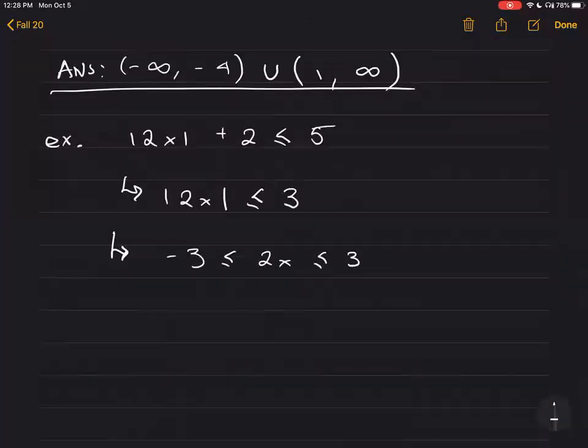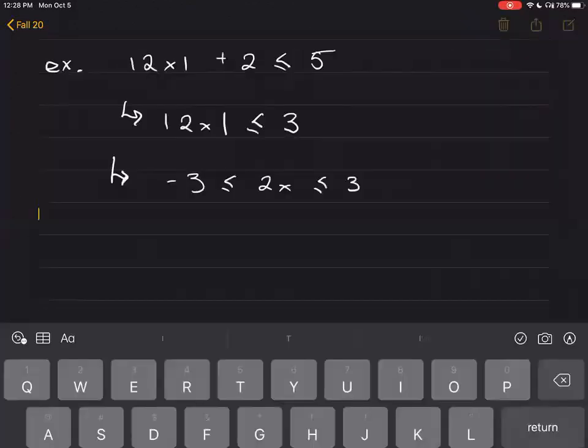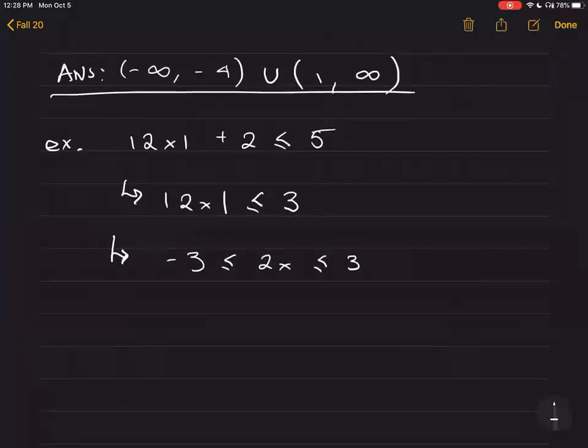So we have this structure, and this might look scary because there are three parts, like two inequalities, but we're just going to manipulate all three of them at once. Our goal here is to solve for x, so we're going to divide everything by 2. Divide by 2, divide by 2, divide by 2. Two is a positive number, so the inequalities stay the way they are, and we get -3 halves less than or equal to x less than or equal to 3 halves.